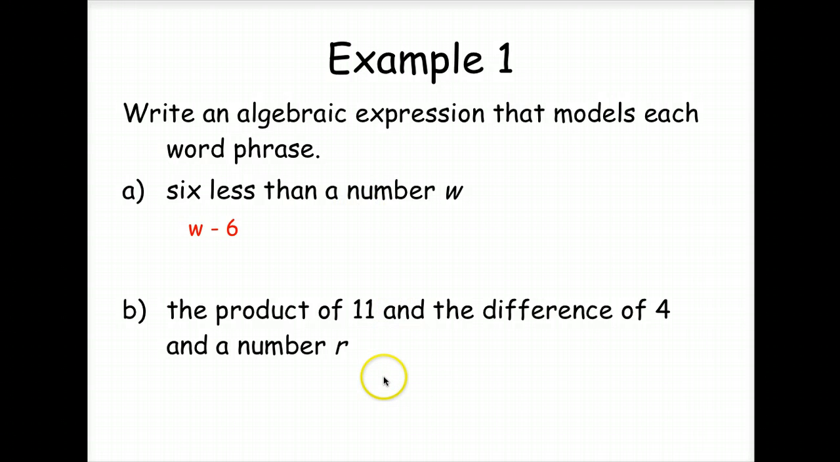This one's multi-step. We've got the product of 11, so we underline the key term product, and the difference, underline the key term difference, of 4 and a number R. So first of all, we find the difference of 4 and R, and then multiply it by 11. Very good.